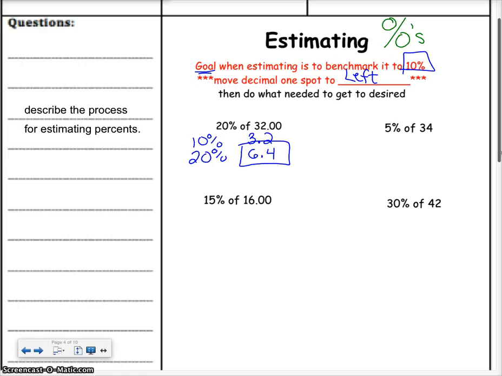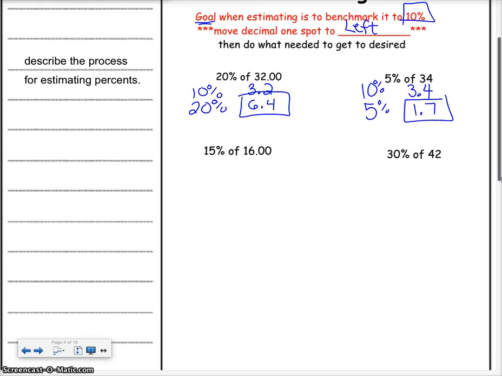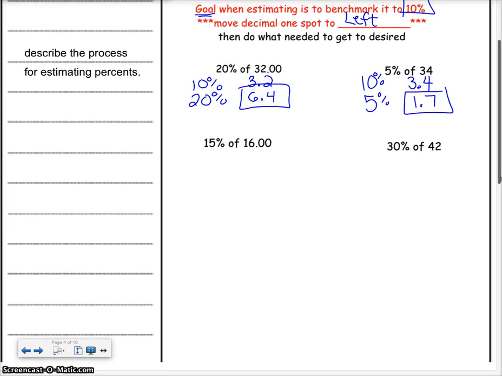To find 5% of 34, well, our strategy is always the same. 10% of 34 is 3.4. Then 5% is half of 10%, so half of 3.4 is 1.7. So 5% of 34 is 1.7 without using a calculator. Remember again, my goal is to get the 10% and figure out what to do from there.